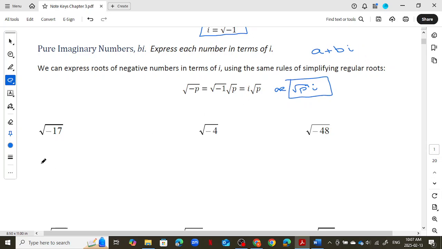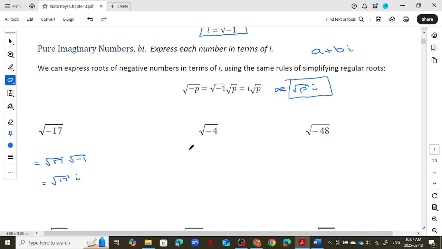So first off, if I was to simplify the square root of -17, I would think of it as the square root of 17 times the square root of -1. And then you're literally just replacing the square root of -1 with an i. Now, oftentimes to show that this is a closed radical, you can put a little tail on the end, and that shows that it's just the square root of 17 times i.